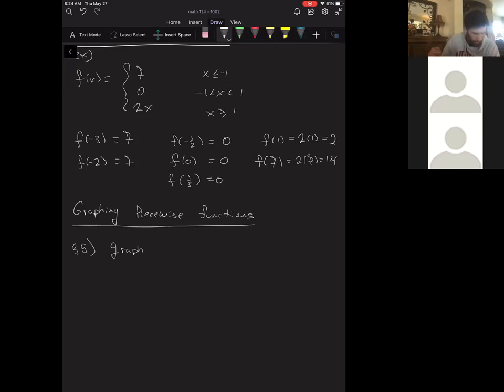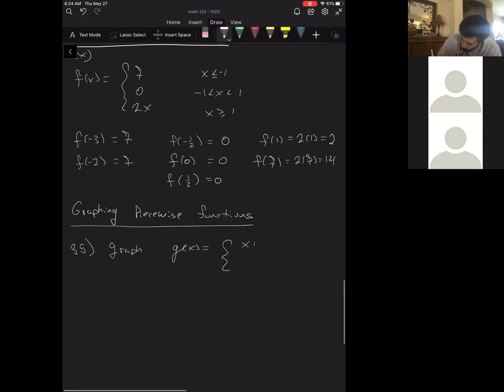Yeah, just graph. G of x is equal to x plus 4 if x is less than or equal to 1, and 8 minus x if x is bigger than 1. So do a sequence of steps to graph these.